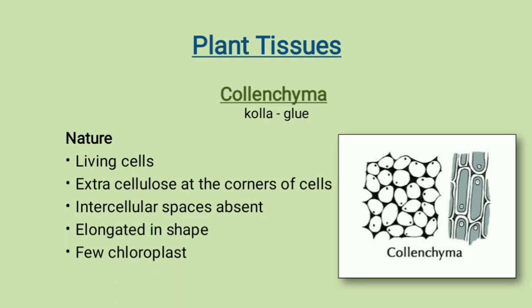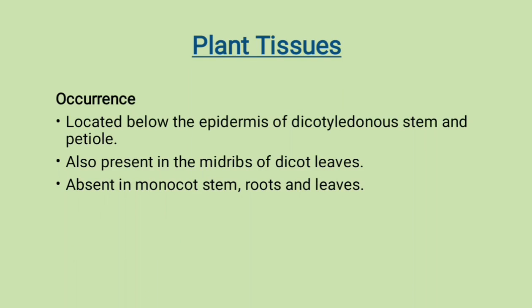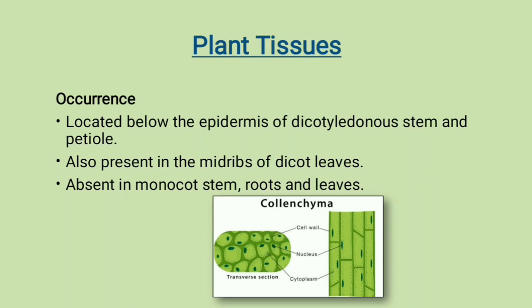Collenchyma cells are elongated in shape and they often contain a few chloroplasts. If we talk about the occurrence of collenchymatous tissues, these tissues are located below the epidermis of dicotyledonous stem and petioles. These cells also occur in midribs of dicot leaves. They are absent in monocot stems, roots and leaves.